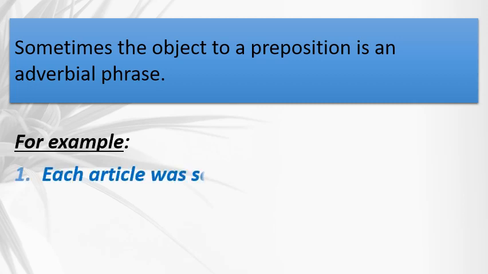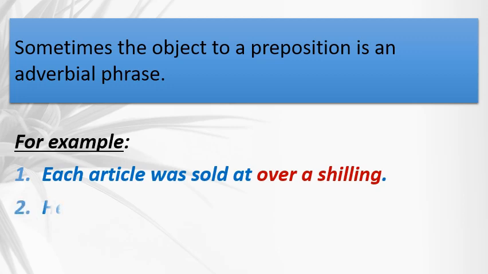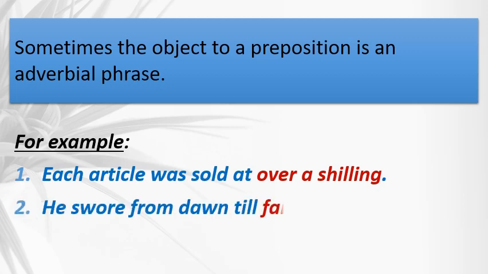Number 1. Each article was sold at over a ceiling. So here over a ceiling is an adverbial phrase and it shows how something is done, or we can say it is an adverbial phrase of manner. Number 2. He swore from dawn till far into the night. So far into the night is an adverbial phrase of time because it shows when something happens.